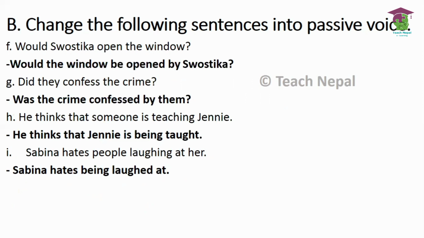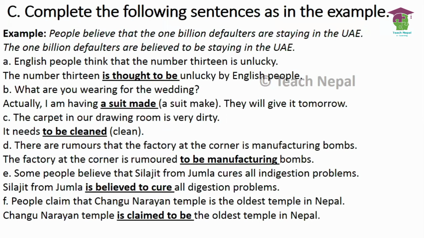We don't write by someone. Okay. Sabina hates people laughing at her. Sabina hates being laughed at. So simply you can write at. If there is verb form plus preposition, then you need to write the same thing in the passive sentence also. So in such a way you can change the active sentences into passive.